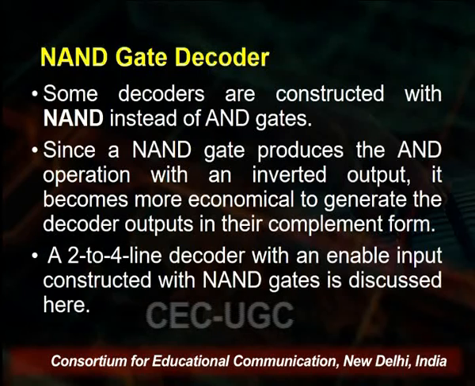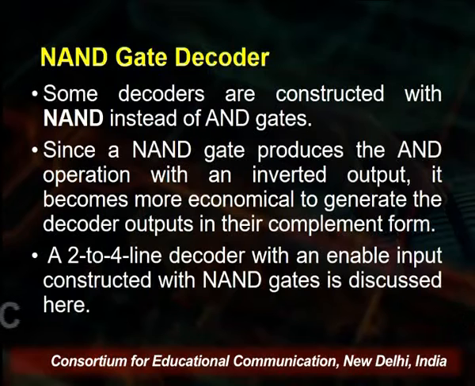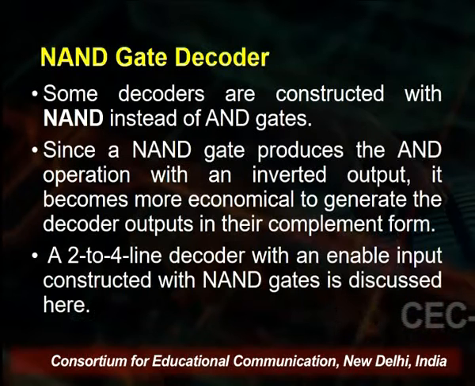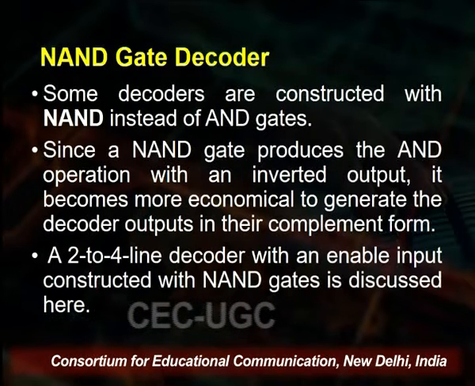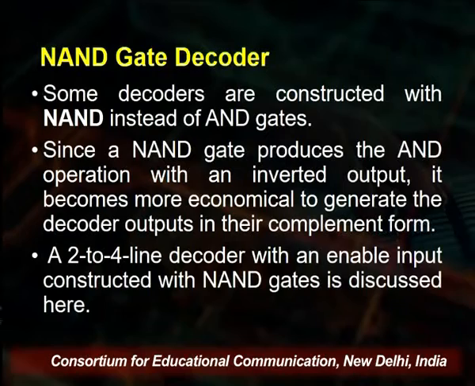Let's take another example, which is a little deviation from what we just saw. Sometimes instead of an AND gate, we may also have circuits which are constructed using NAND gates. The purpose is very clear: when we use a NAND gate instead of an AND gate, the inverted output is also available to us right there, and it becomes economical because we have replaced an AND gate and a NOT gate by a simple NAND gate. So automatically we have the inputs in the complemented form also available to us. A 2 to 4 line decoder with an enable input constructed with NAND gates is going to be discussed now.